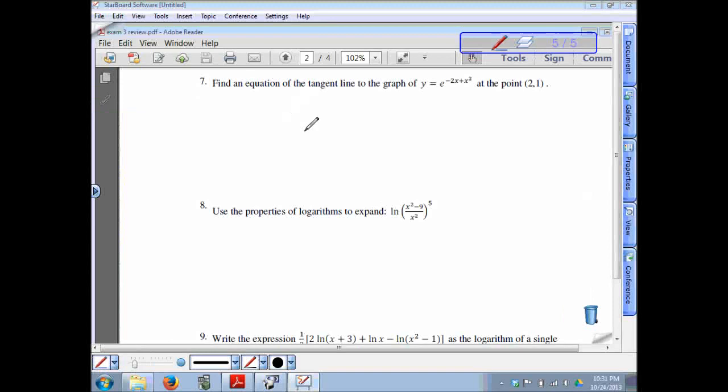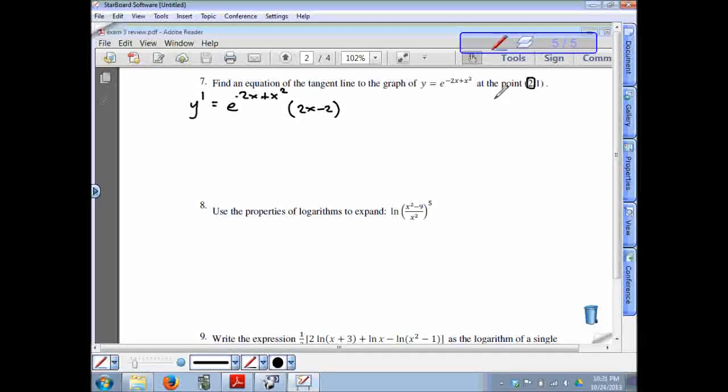Okay, question 7. Find the equation of the tangent line using the point. To find the equation of the tangent line, we need the slope of the tangent line. That's going to come from the derivative, so we've got to find y prime. So y prime equals e to the negative 2x plus x squared times the derivative of the exponent, 2x minus 2. Now we could spend some time trying to simplify this, but we're only going to use the derivative to find the slope, so might as well leave it how it is.